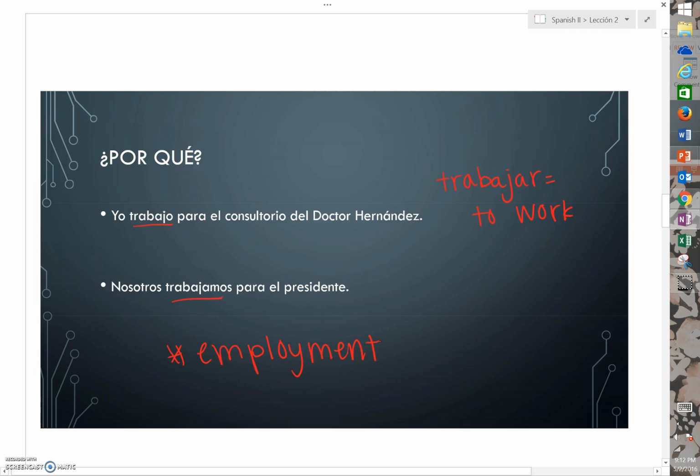Again, I can draw that conclusion by understanding both of these sentences and looking at the similarities in context and meaning between them. Since both of them have the verb trabajar in them, which means to work, and they're both describing who or what a person works for, we can therefore assume that para is used to express employment. Let's look at another use.